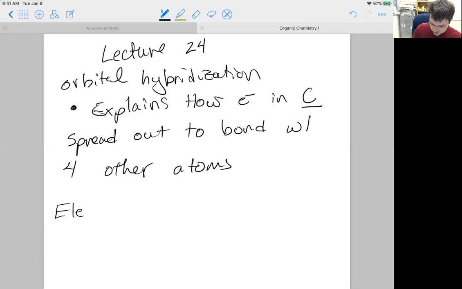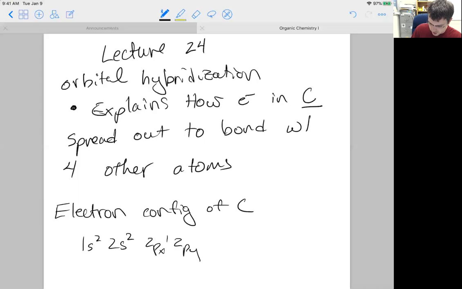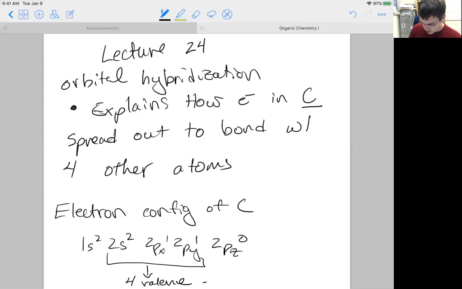So the electron configuration of C. All right, the way we did this was we had 1s2, 2s2, 2px1, 2py0, 2pz0. No, that's not right. Let's put 1 electron. That's only 5 electrons. We need 1 more to get to 6 electrons total, 4 of which are valence electrons. Okay, so this is the correct electron configuration for a single element of carbon.